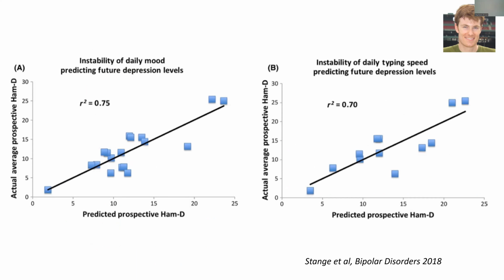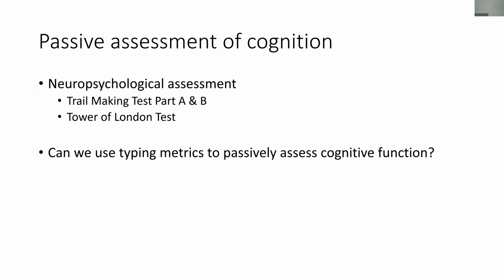Both instability of mood ratings, as well as instability of daily typing speed, was able to predict elevations in future depression levels. We were fortunate in that these participants also underwent a neuropsychological battery, including the trail making test parts A and B, as well as the Tower of London task.